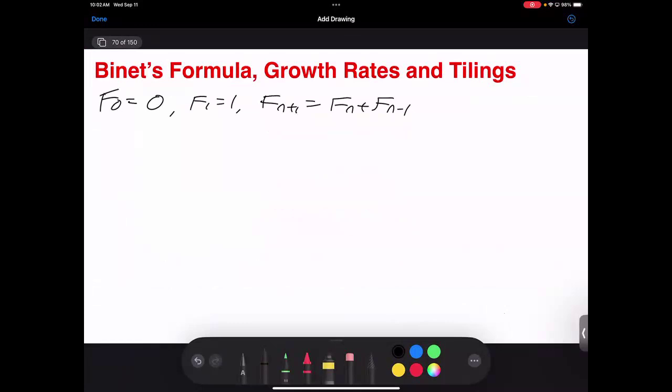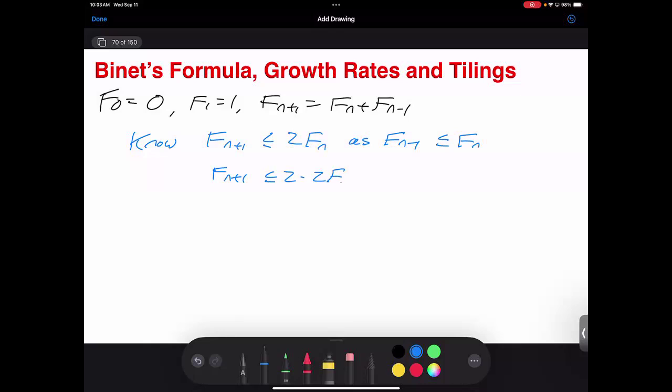Let's get some feel for the size of the Fibonacci numbers. We know F(n+1) is going to be less than or equal to twice F(n), because the Fibonacci numbers are clearly non-decreasing. So if I replace F(n-1) with F(n), as F(n-1) is less than or equal to F(n). What this tells us is the Fibonacci numbers are growing slower than 2 to the n. So we have F(n+1) less than or equal to 2 times F(n), which would be less than or equal to 2 times 2 times F(n-1), which would be less than or equal to 2 times 2 times 2 times F(n-2), and so on.